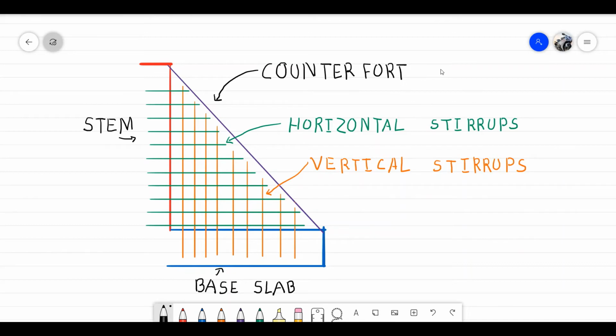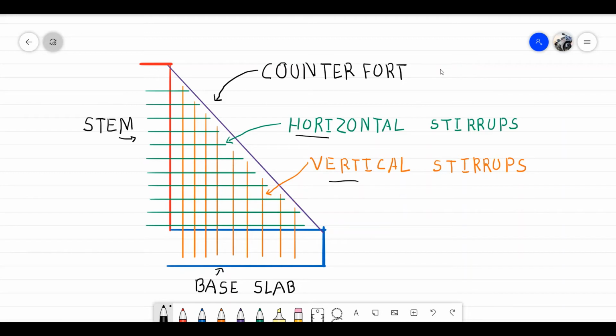So how do we connect the counterfort and stem? By a horizontal stirrup. You can see here the green line represents horizontal stirrups, and the counterfort is connected with the base slab by vertical stirrups. You can see the orange line is the vertical stirrups, right? So what we are going to do, we are going to design the counterfort connection with the stem.